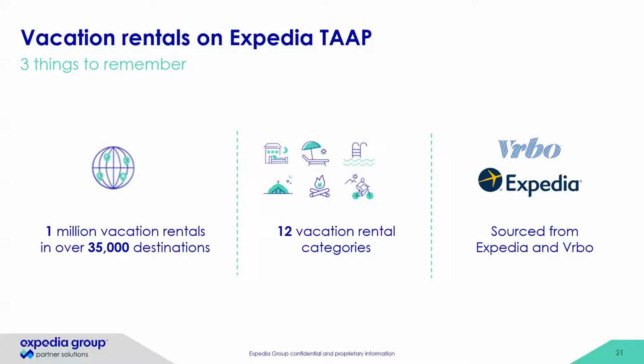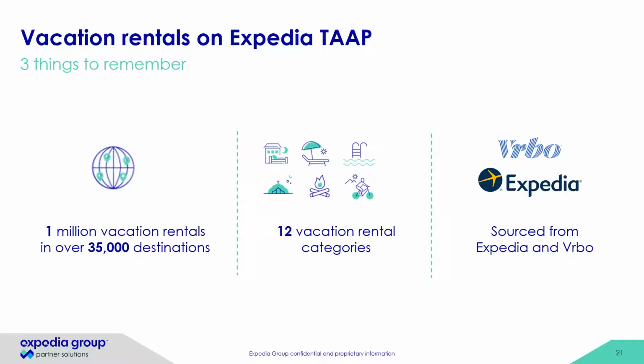There are 3 keys to remember with vacation rentals. Expedia TAAP offers an unmatched supply of 1 million vacation rentals. These are available in 12 property categories, ranging from self-catered chalets to cottages, to bungalows and boathouses.